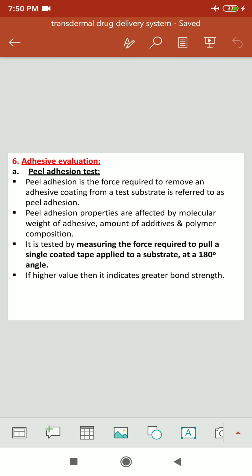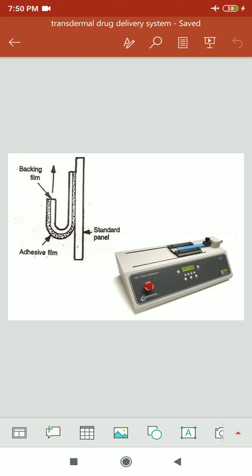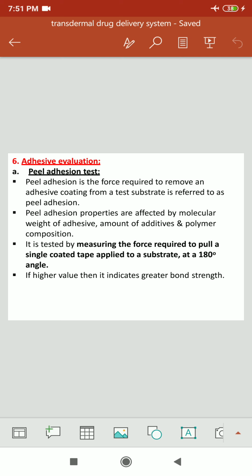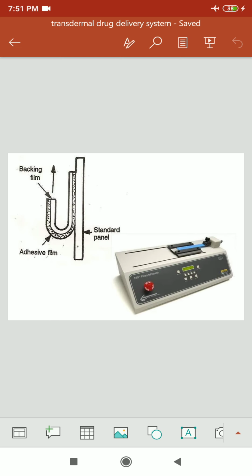Adhesive evaluation. There are three types of methods. First one is the peel adhesion test. Measure the force required to pull a single coated tape applied to a substrate at a 180-degree angle. So there is a stainless steel panel, an adhesive film, and a backing film. We have to detach the patch from that panel, and measure how much force is required to do it at 180 degrees.